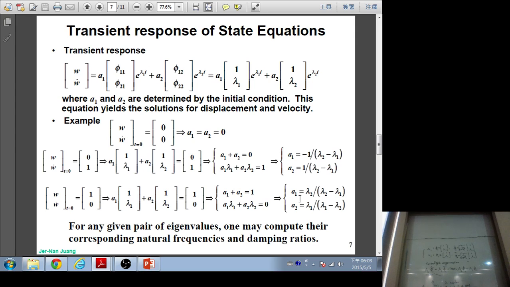So for any matrix, if you know their eigenvectors and eigenvalues, you will be able to solve your transient response. This is what we call the transient response of the state equations. So for any given pair of eigenvalues, one may compute their corresponding natural frequencies and damping ratio. That's my conclusion. That's exactly the same as solving from your second order equations. So you can solve second order equations, or you can solve this first order equation. You get the same solutions.